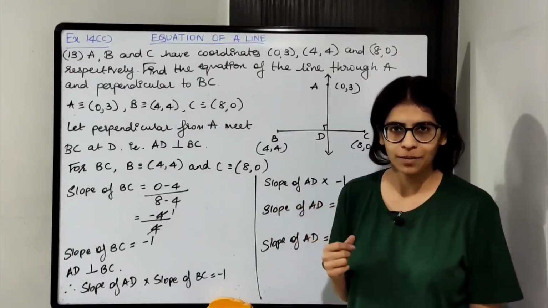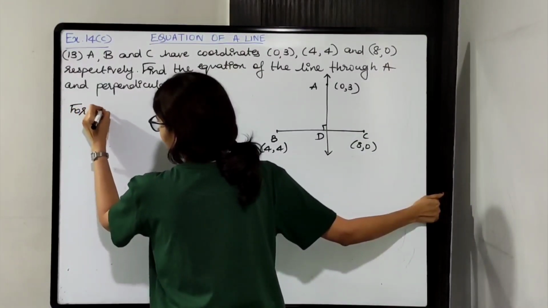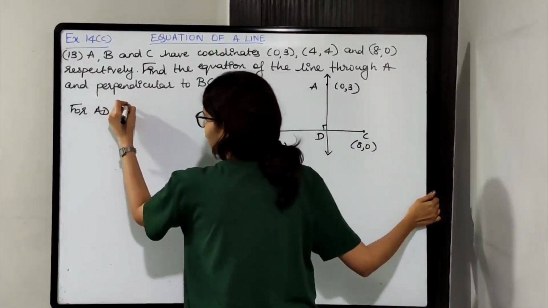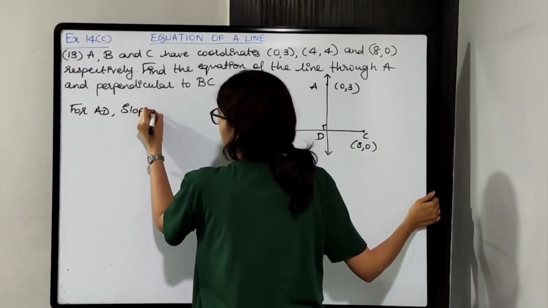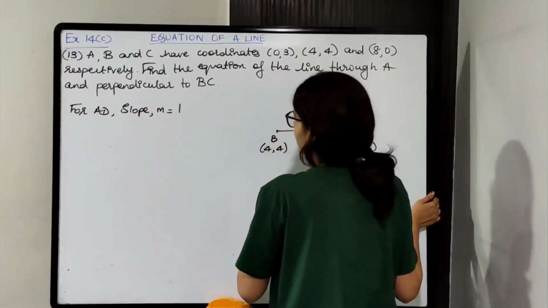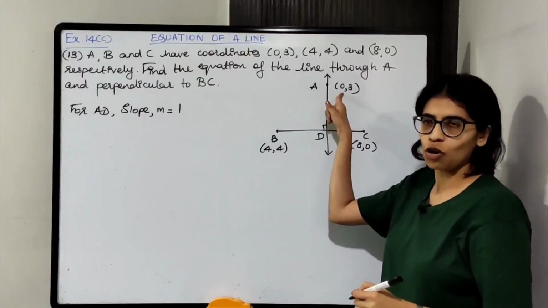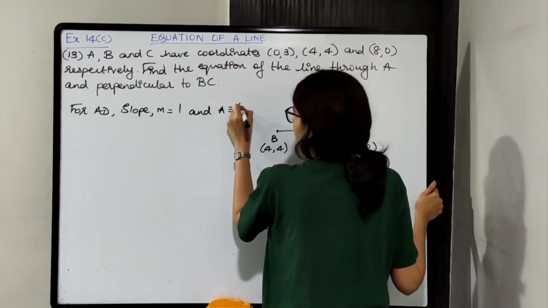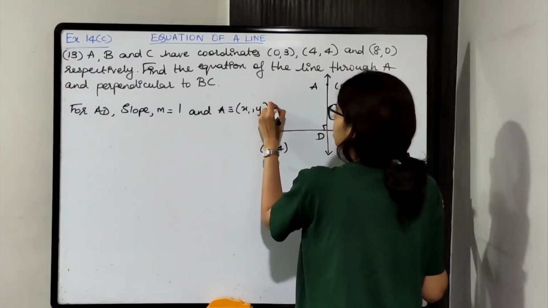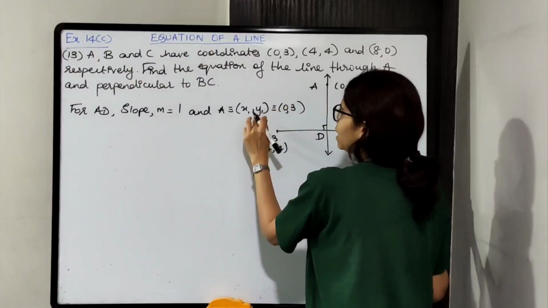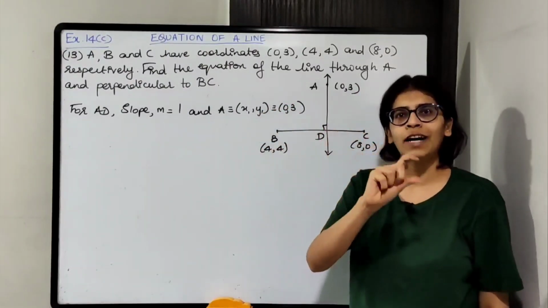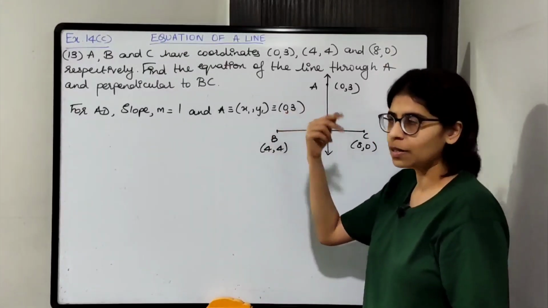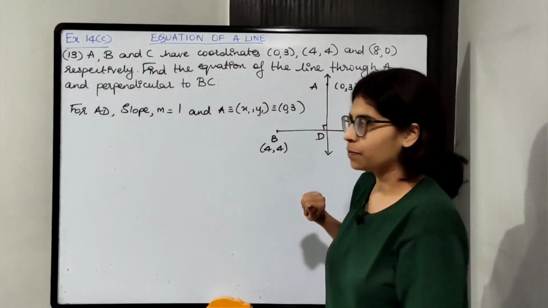Okay, so let's find that. For AD, we know slope is 1. We just found the value. Slope is 1, and coordinates of A is 0, 3. So let A be x1, y1 be 0, 3. Why x1, y1? Because in the formula you will have y minus y1 is equal to m into x minus x1. So x1, y1 is this, and this is the value of m.